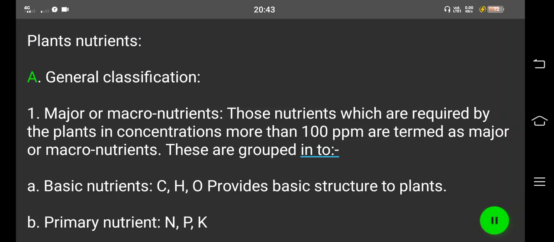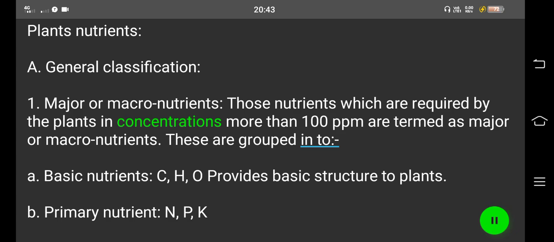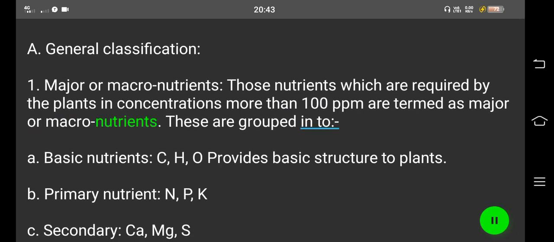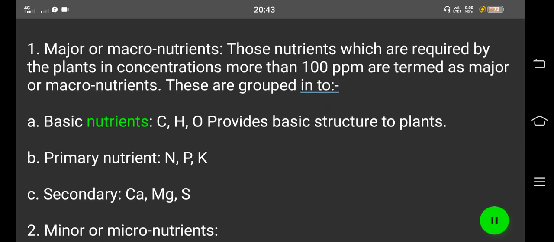Plant nutrients. A. General classification. 1. Major or macronutrients. Those nutrients which are required by the plants in concentrations more than 100 ppm are termed as major or macronutrients. These are grouped into A. Basic nutrients: C, H, O provide basic structure to plants.